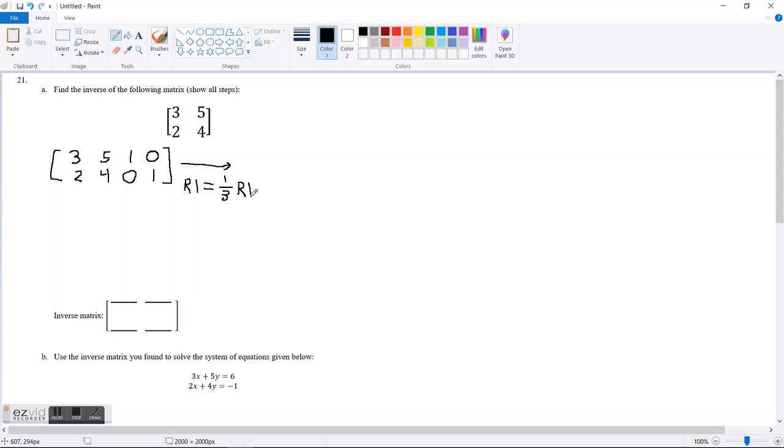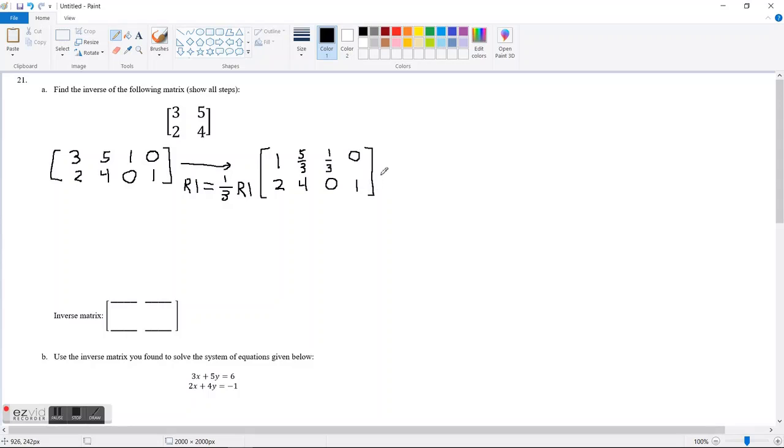So our first step is to multiply the first row by 1/3. That doesn't do anything to the second row, so we can write it down unchanged. And then our first row becomes 3 times 1/3 is 1, 5 times 1/3 is 5/3, 1 times 1/3 is 1/3, 0 times 1/3 is 0.